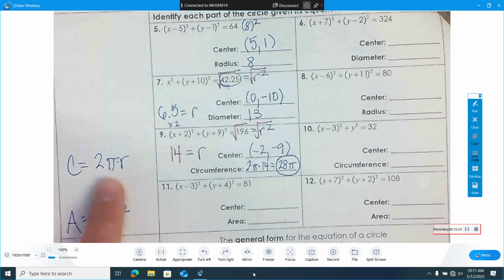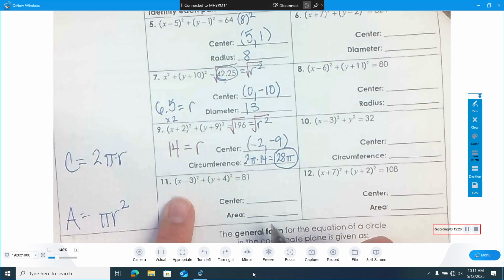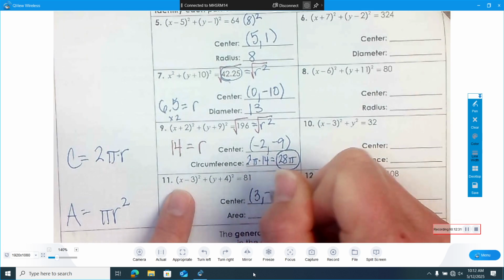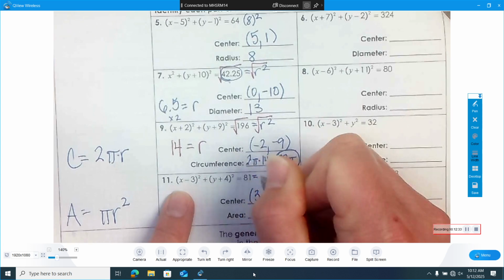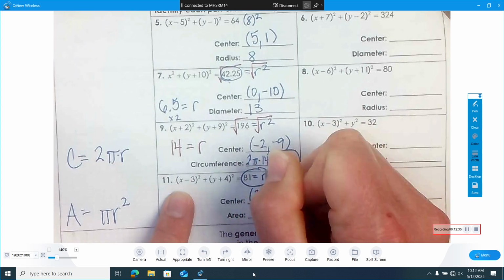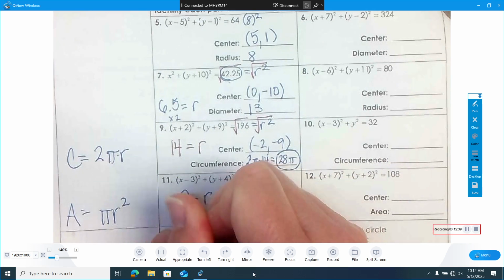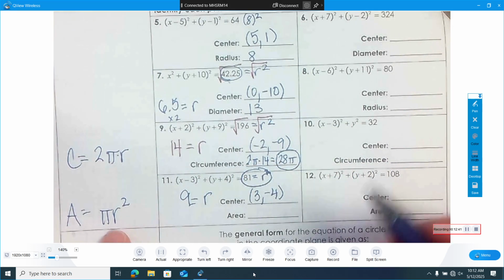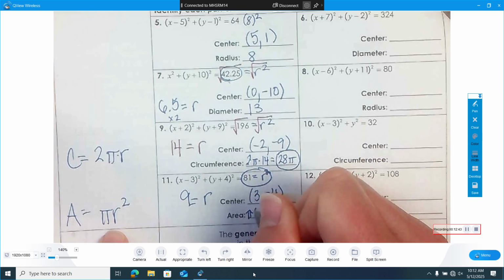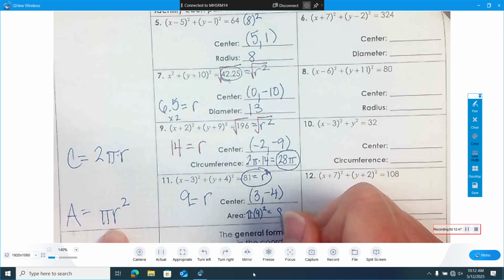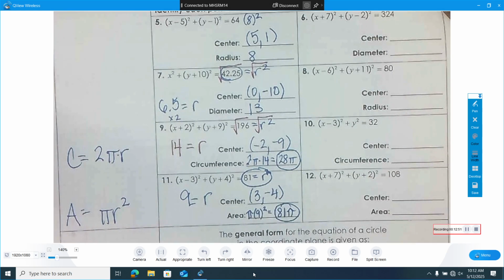Good. All right. Number 11, what is our center? 3, negative 4. And remember, 81 is our radius squared, so what's our radius? R equals 9, and so then area is going to be pi times 9 squared, which would be 81 pi. Is that okay to leave it like that? Yeah. So it's easier, isn't it, than having to use our calculator?